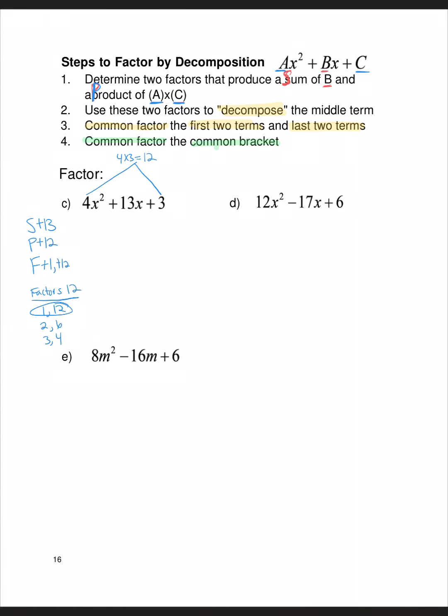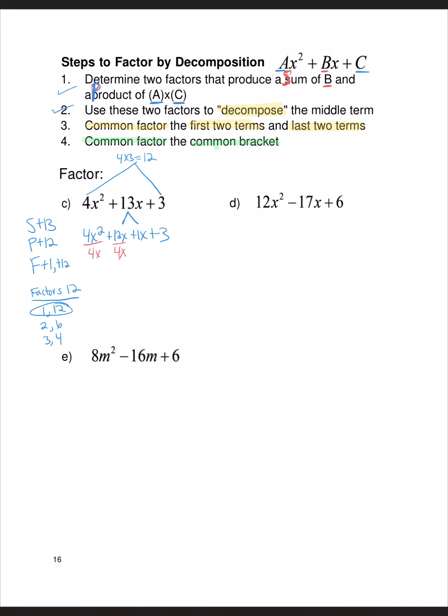So now we're going to rewrite this by decomposing, by splitting apart my middle term. So we leave that 4x squared as my leading term. We'll have plus 12x plus 1x plus 3. Okay, so we found our factors. That was step 1. We use those factors to decompose or break apart our middle term. Step 3 is we're going to common factor the first two terms and the last two terms. I'm going to look at my first two terms and think about what I can common factor out there. So 4x squared plus 12x, I can common factor out a 4x.